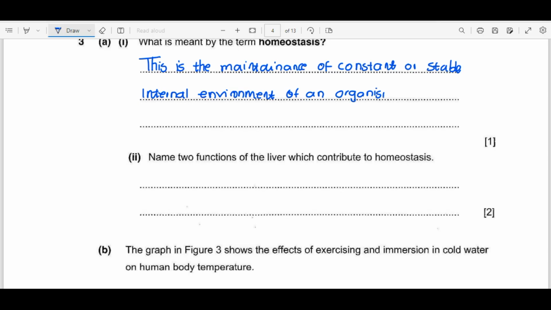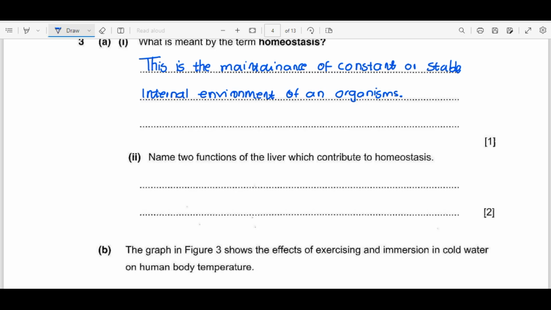Now for questions like this one, where you are supposed to define a term, if my definition is different from the one that you know, my advice is that you stick to that definition. If you spot a difference, I'm not saying your answer is incorrect. Definitions can be expressed in so many ways, so stick to what you know. The key point is, as long as we've mentioned the key points like maintenance of constant or stable internal environment, then we are good to go.